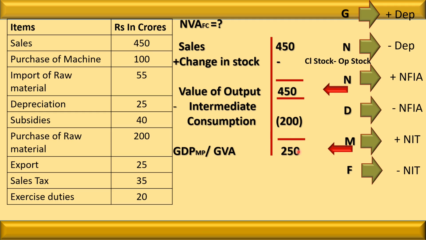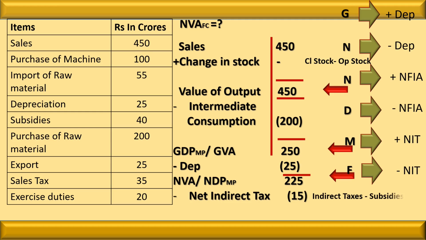Afterwards, what we have to do? We have to apply the concept, because we have to find out domestic income. Firstly, what we have to do? We have to convert G into N. To convert G into N, we can see over here, we have to deduct depreciation. We will get NDP MP.